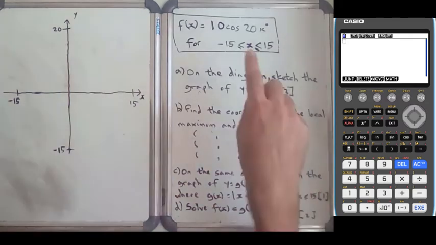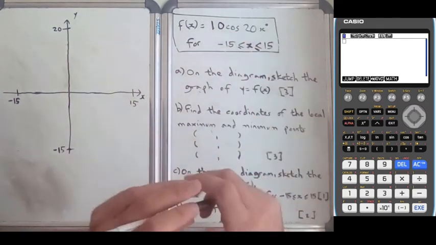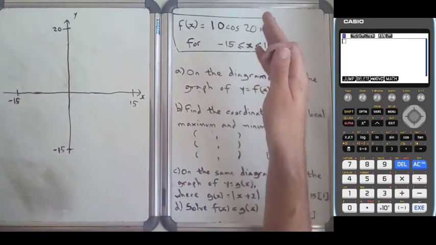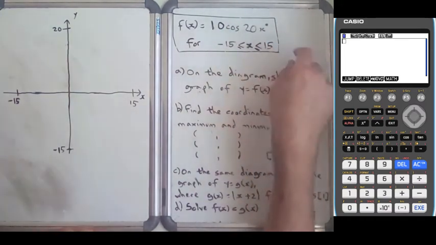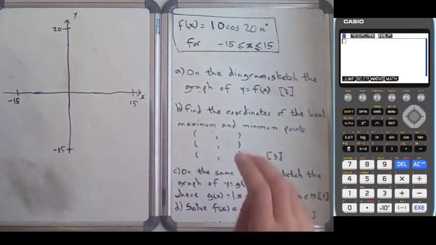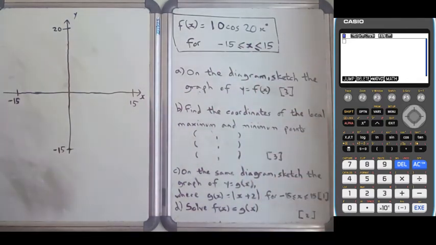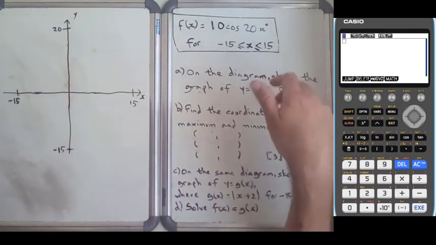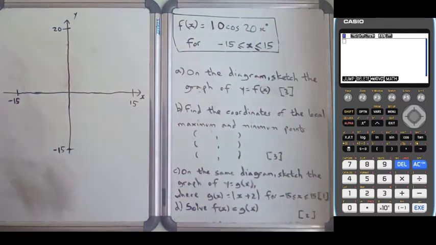Then you are told f of x equals 10 cos 20x for x between minus 15 and 15 inclusive. So x is greater than or equal to minus 15 and less than or equal to 15. So part A, we are asked, on the diagram, sketch the graph of y equals f of x. So sketch the graph of 10 cos 20x.